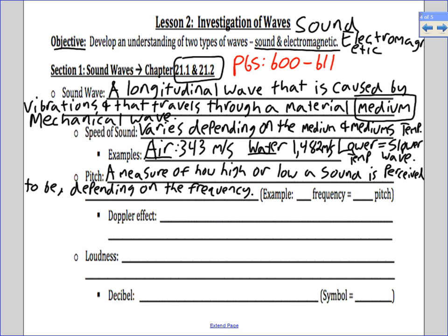So an example of this would be low frequency equals low pitch. All right? And high frequency would equal high pitch. So if you hear a really high sound, you know that it has a high frequency. And if you hear a really low sound, you know it has a low frequency. So they're directly related.